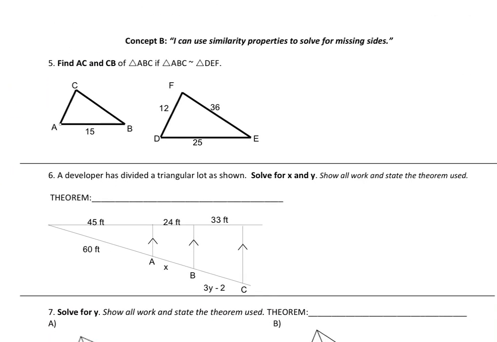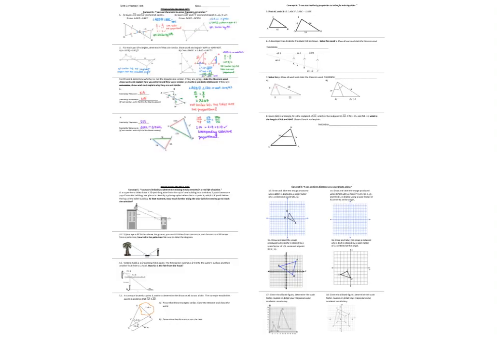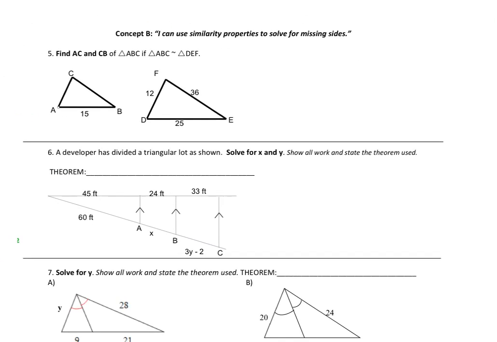All right. Now let's move on to concept B. So concept B, we're finding the length of AC and CB. So AC is right here. I'll call that X, and then CB is right here. I'll call that Y. And we know the two triangles are similar. So since the triangles are similar, we can set up some ratios using the given side, which is 15. So 15 over 25 equals x over 12. So I'm just matching up my sides, 15 and 25, x and 12.